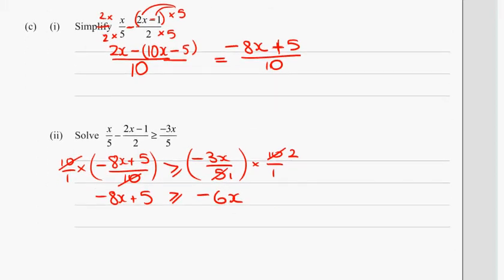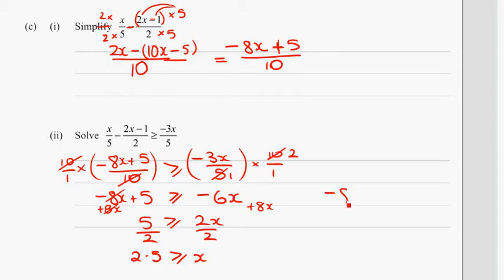Right, x is on one side. This is the smaller one, so I'm going to eliminate it from this side. Negative 6 plus 8 is 2. 2.5, or you can keep it as 5 over 2. At this stage here, you might have chosen to add the 6x. And then minus the 5.